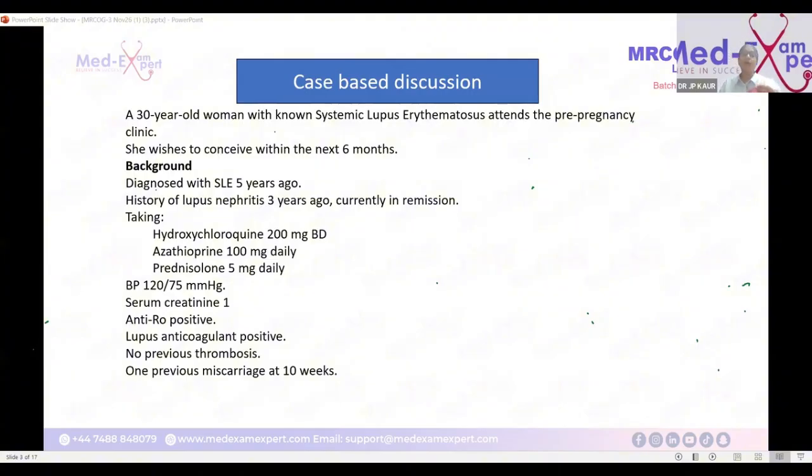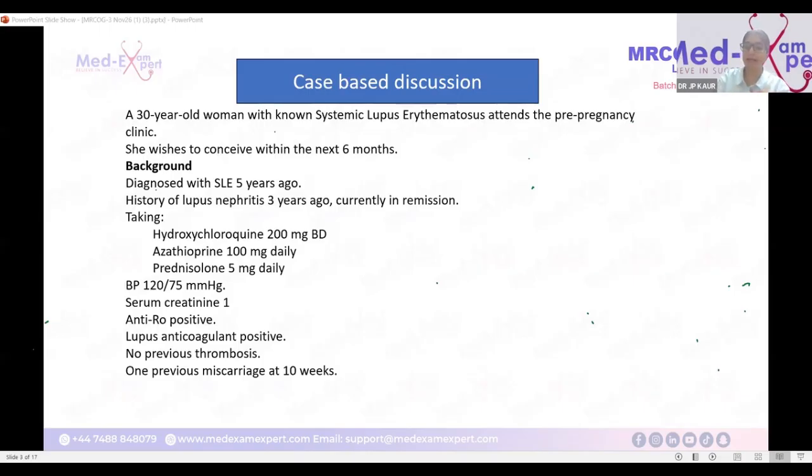Then the serum creatinine is 1. It has already been given to you. So yes, we need to tell her to keep herself hydrated, and an appointment with the nephrologist will be arranged for her. Anti-Ro positive: this is the congenital heart block risk. So we will talk about it later.